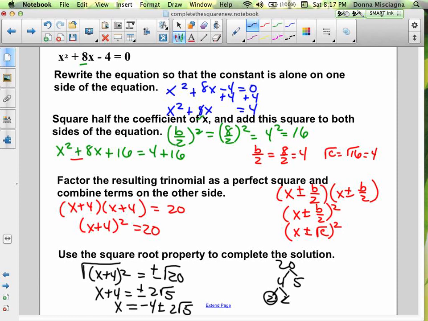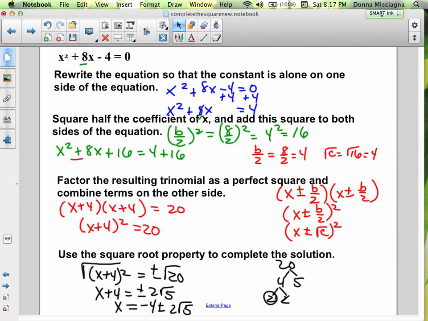And remember, this is not negative 2 square roots of 5, or negative 6 square roots of 5, because only the 2 is multiplied by the square root of 5. It is negative 4 plus 2 square roots of 5, and negative 4 minus 2 square roots of 5. You can leave it like that; you don't have to rewrite it. But there are our two solutions, and that's it.